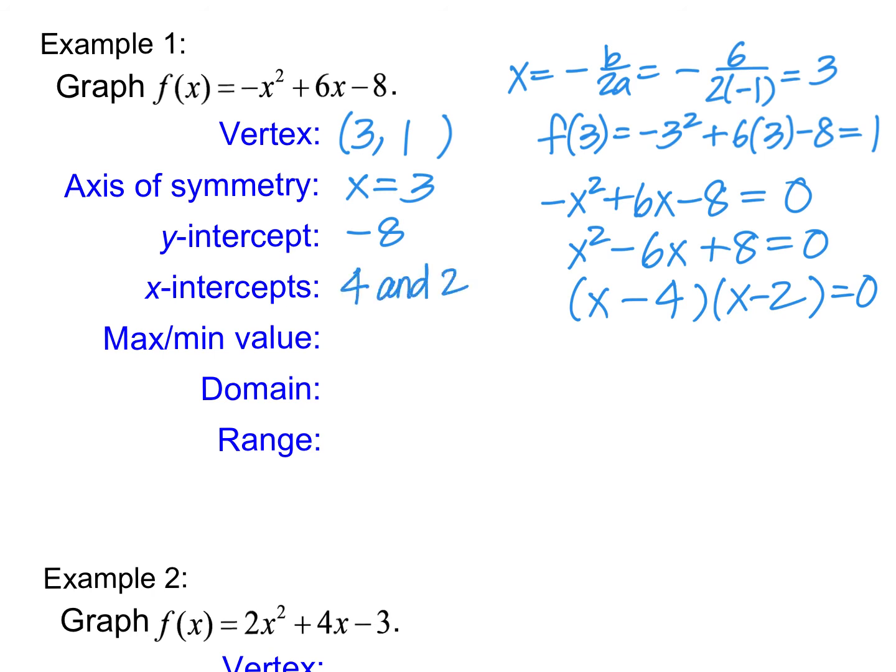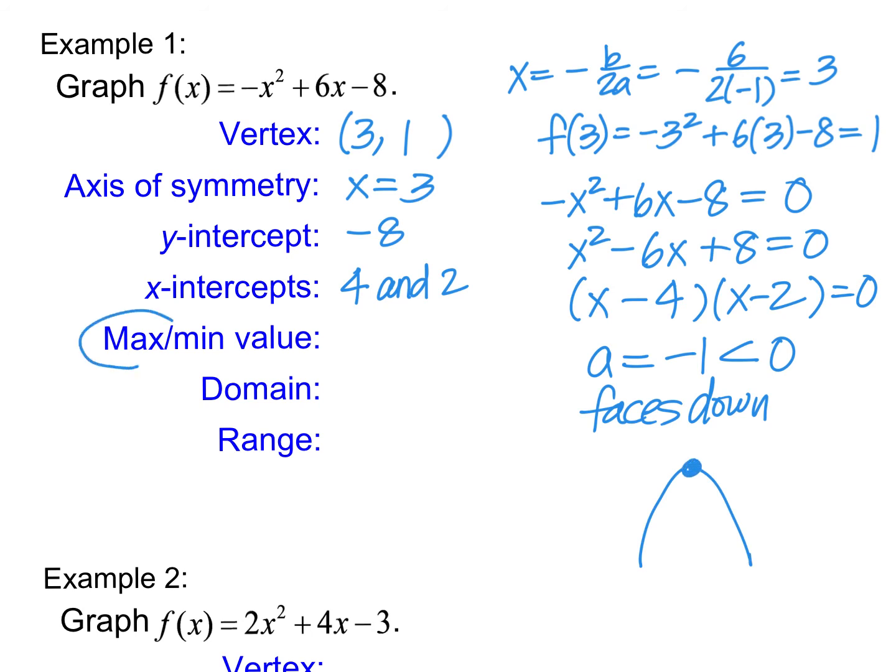Now, if this were not factorable, then I'll have to use another technique, such as the quadratic formula or completing the square. Alright, in this problem, a is equal to negative 1, which is less than 0. So this parabola faces down, and so we have a high point. So we're going to get a maximum value, and the maximum value is the y-coordinate of the vertex. So the max value is 1.